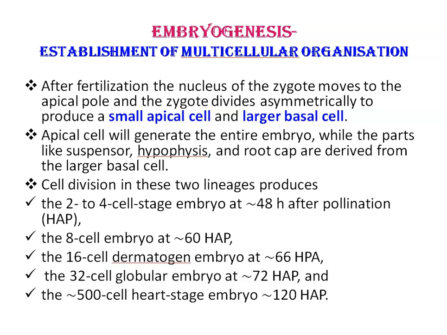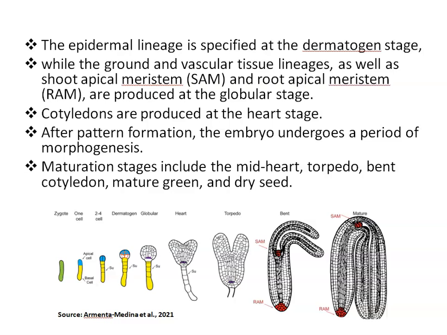basal cell. Cell division in these two lineages produces the 2 to 4 cell stage embryo at approximately 48 hours after pollination, the 8 cell embryo at 60 hours after pollination, the 16 cell dermatogen embryo at 66 hours after pollination, the 32 cell globular embryo at 72 hours after pollination, and the approximately 500 cell heart stage embryo at 120 hours after pollination. The epidermal lineage is specified at the dermatogen stage.